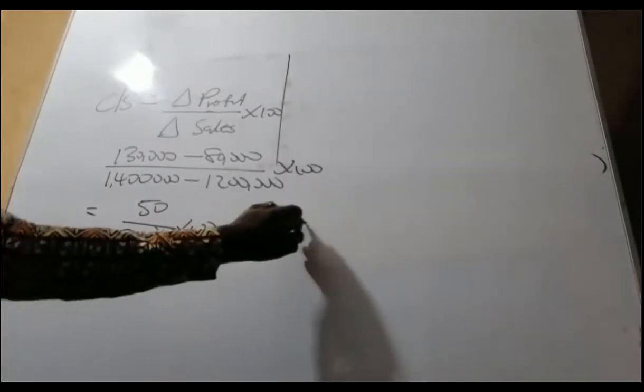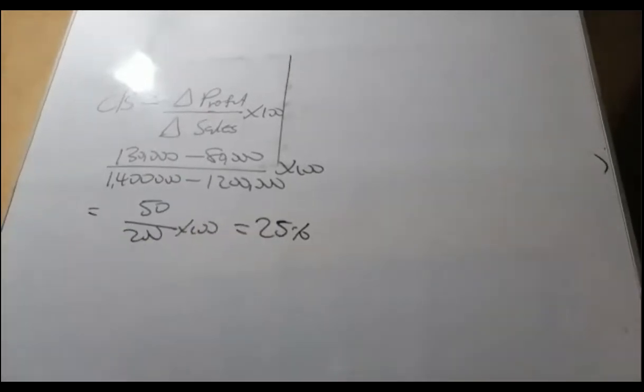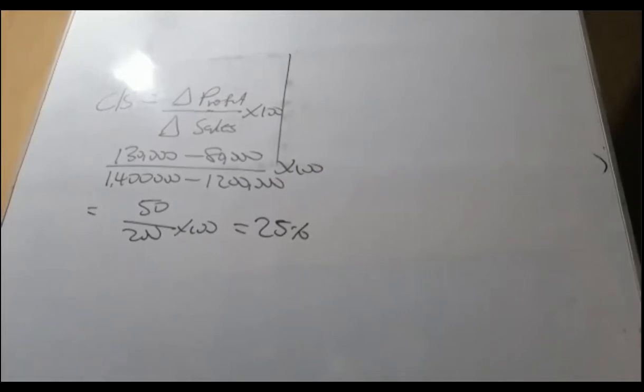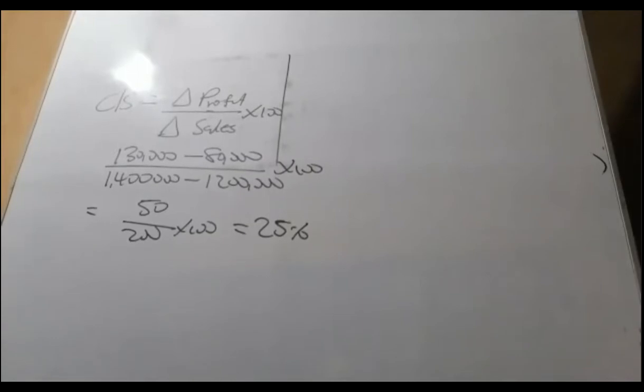As soon as you know that the CS ratio is 25%, the variable cost to sales will also be what? The remaining, 75%. So if I ask you to find the total variable cost and total contribution, you get the same answer. So the first one is correct. Now let's go to the second requirement.